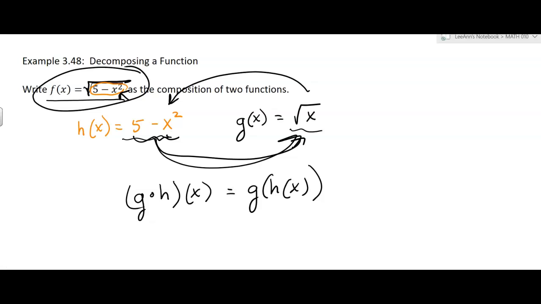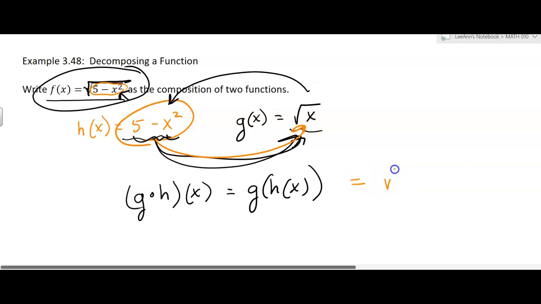And you could check it, okay? So you could say, let me check that. So h of x, I'm putting that in, putting this in to that. So I get, this is like the check, I'm getting that to be the square root of 5 minus x squared. Yeah, that's what we wanted.